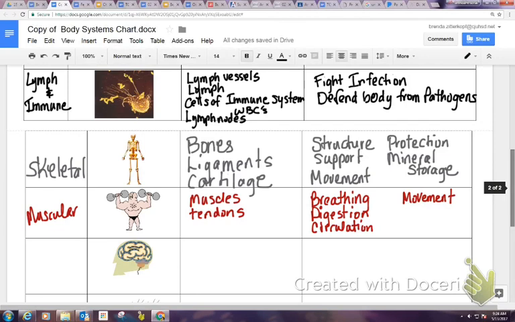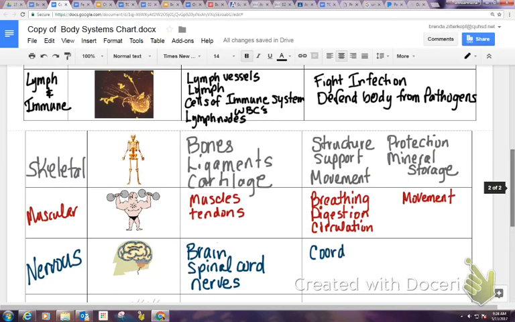All right, next system. What do we see there? That's the nervous system. And so for the nervous system, we've got the brain, the spinal cord, and the nerves, the peripheral nerves that run throughout the entire body. And for function, we've got coordination and control of all body systems.